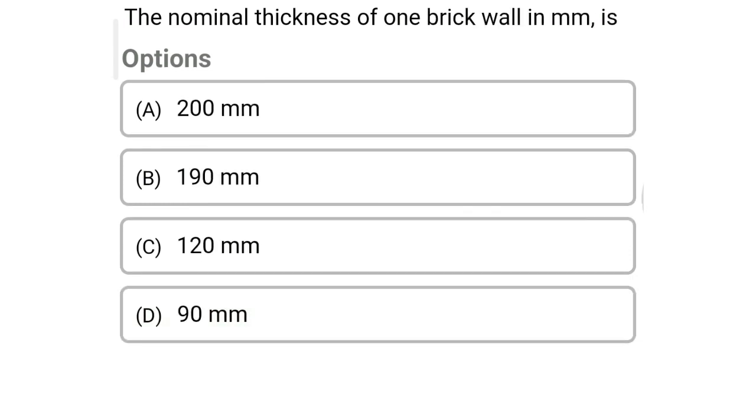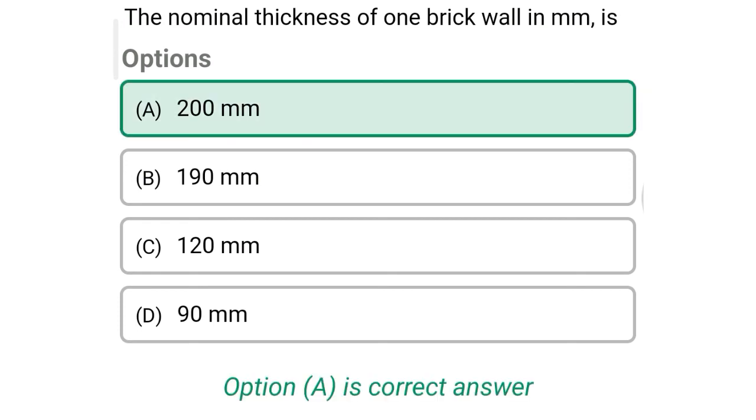So next question, the nominal thickness of one brick wall is, in mm, option A 200 mm, option B 190 mm, option C 120 mm, option D 90 mm. So the correct answer is option A 200 mm.